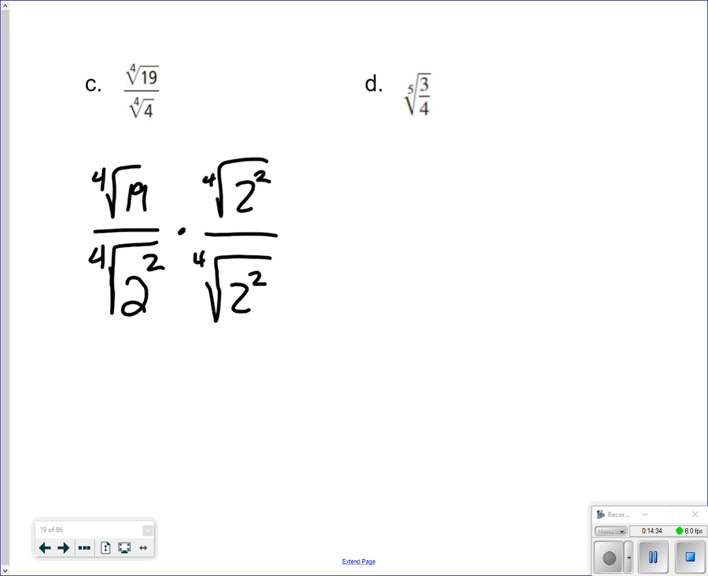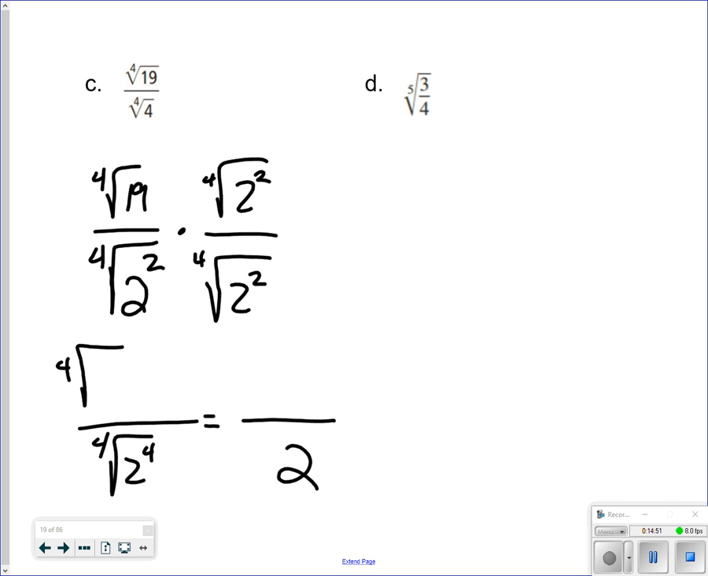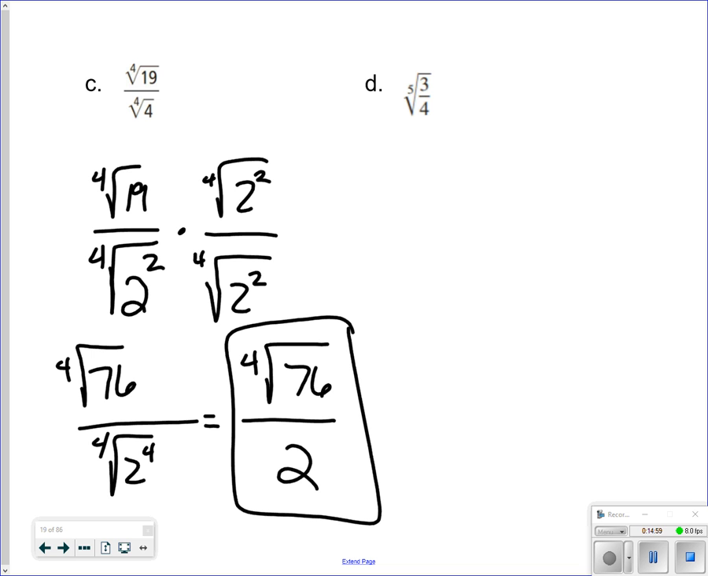So go ahead and break stuff down if it's possible so that you don't need to multiply by 4 to the 3rd power. It's only going to cause more issues later. So that makes a bottom of 4, 2 to the 4ths, which makes just 2. So now it's about getting the numerator. 4th root of 19 times 2 squared. So 19 times 4 is 76, and that is your answer.